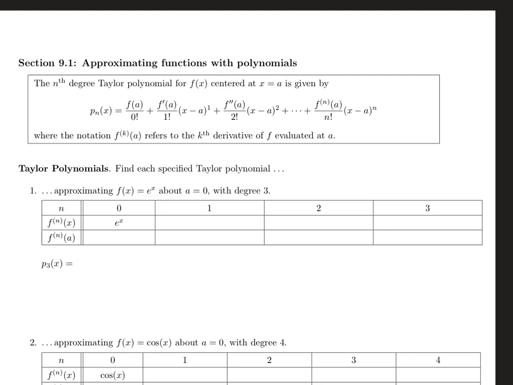Okay, the first thing we're going to do is talk about where these infinite polynomials that I introduced about a month ago, more than that now, come from. The terminology for these is Taylor series. They're power series, meaning that they are series involving powers of x.